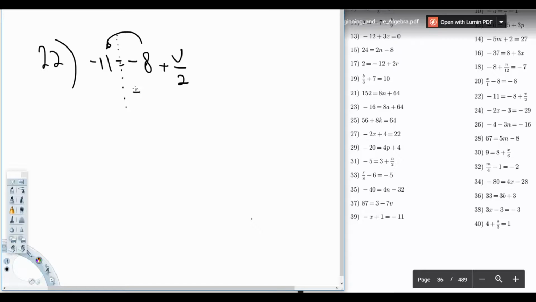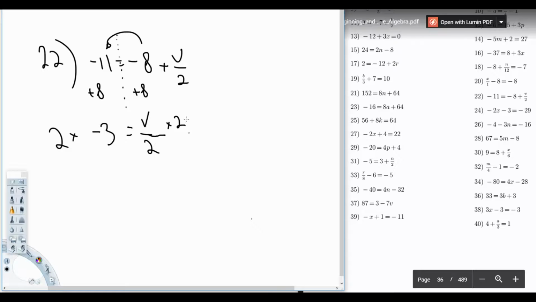So minus 8, I'm going to add 8. And here I'm going to add 8. So minus 11 plus 8 equals minus 3. Equals minus 8 plus 8 equals 0. We don't write it down. Equals v over 2. So if I want to get rid of this 2, what I'm going to do is multiply by 2, and here multiply by 2.